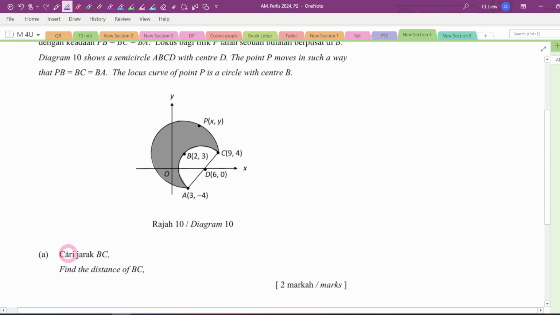We want to find, for the first part, the distance of BC. So we use this formula, the distance between 2 points: x2 minus x1 squared, plus y2 minus y1 squared, and then square root the whole thing. Now I'm going to use this formula to help me get the distance between B and C.